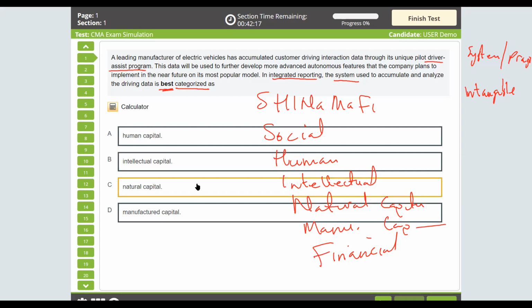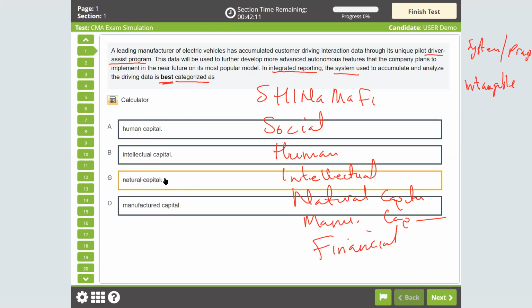Natural capital, like land and water, those are tangible. You can touch them. So we are going to eliminate it by right-clicking with our mouse, and then it strikes the answer choice. And then we have manufactured capital, like roads and buildings. Those are also tangible, so we are going to strike it. So we see that we only have A and B remaining to choose from.